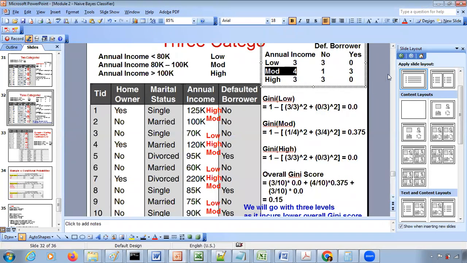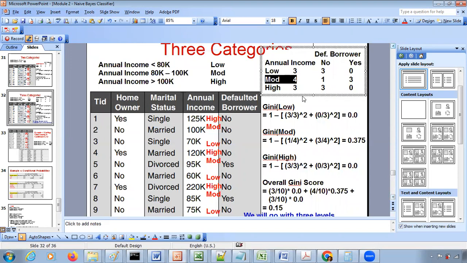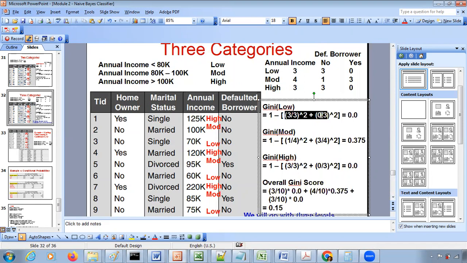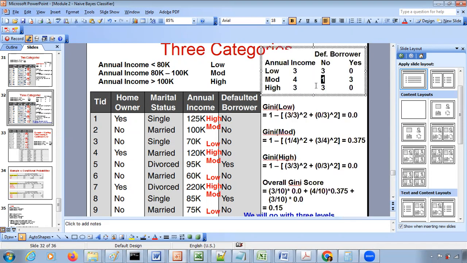So the Gini index for each of these feature values: for low, it's going to be 3 over 3 fraction corresponding to class no, plus 0 over 3 fraction for class yes, squares. So it's 1 minus this 1, so that's 0. So it's very pure. For moderate, you have 1 over 4 fraction for class no, and 3 over 4 fraction for class yes. So if you do the math, it's 0.375. For high, you have all the 3 belonging to class no. So it's 3 over 3 square plus 0 over 3 square. So it's going to be 0 again.